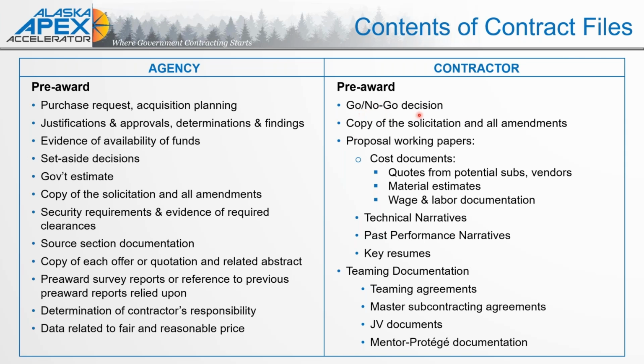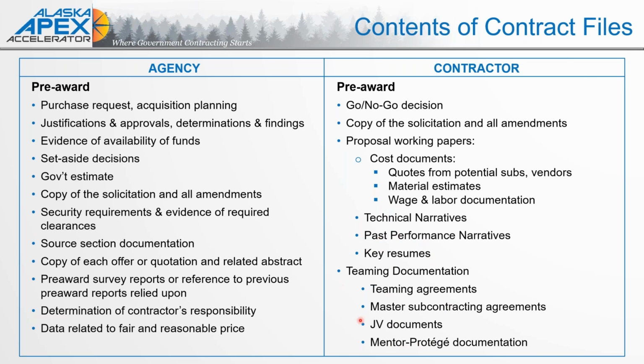So under these documents, of course, that go, no go decision, a copy of the solicitation and all of the amendments, those proposal working papers. So the Excel spreadsheets, those subcontractor bids, your quotes, all the cost documentation, that technical narratives that you started pulling together, past performance narratives, those key personnel resumes, all of that information is worth maintaining and hanging on to while you're performing the contract. And then, of course, as part of that complete contract file, so that by the time you are in that closeout process, you already have the bulk of that information.